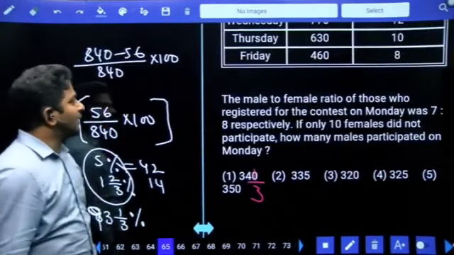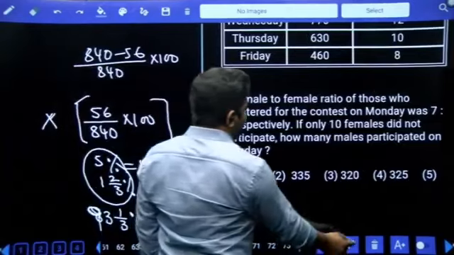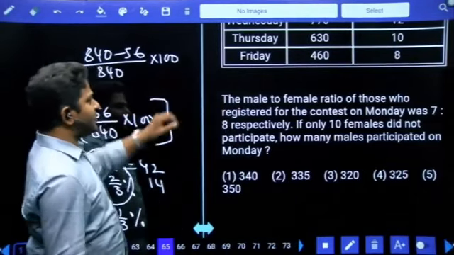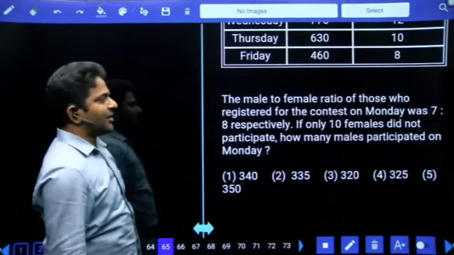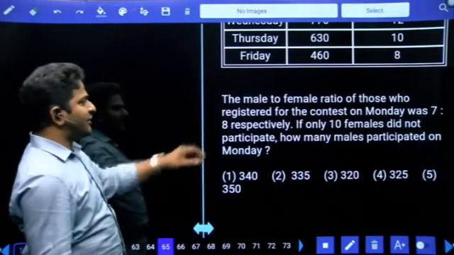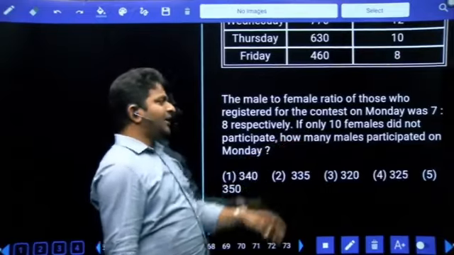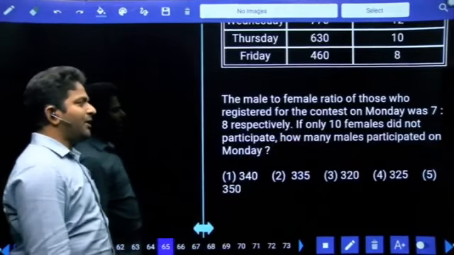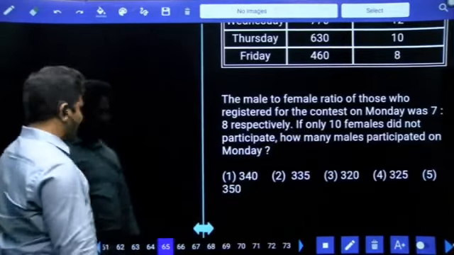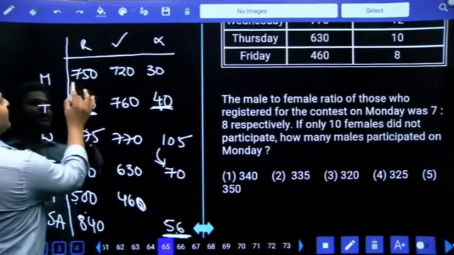Next. Male to female ratio of those who registered for the contest on Monday was 7:8 out of total registrations. If only 10 female did not participate, how many male participated on Monday? On Monday, total how many people are there?